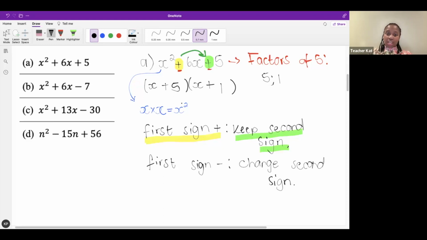Now let's check if this works or if this is correct. If I do my outer, I'm going to have 1 times x. What's 1 times x? That's just x, right? And if I do my inner, I'm going to have 5 times x, which is 5x. If I add these together, do they give me 6x?